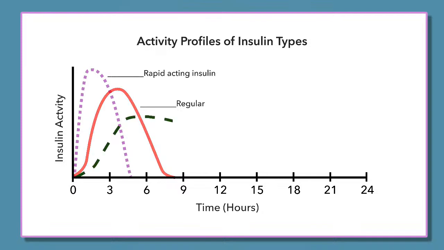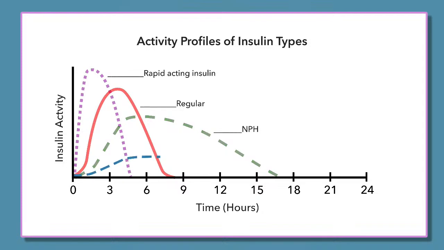All right, this third curve is NPH insulin. NPH insulin's onset is 1.5 hours, peak is 4 to 12 hours, and the duration is 16 to 24 hours. Is NPH insulin cloudy or clear? That's right, it's cloudy because it has all those little particles suspended in it to make it time-released.